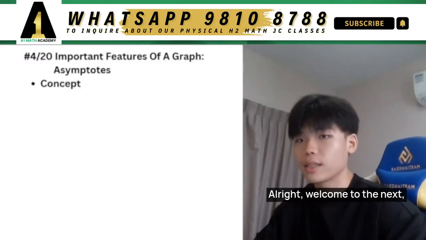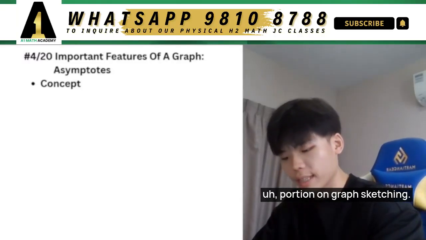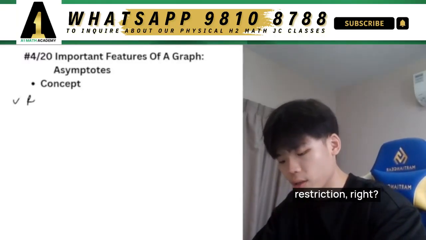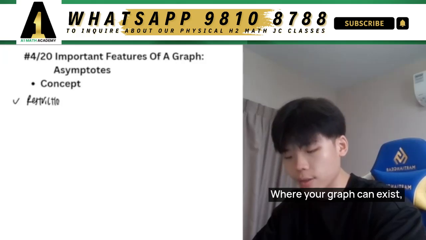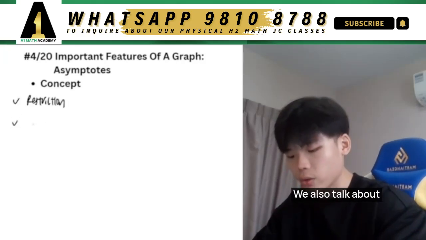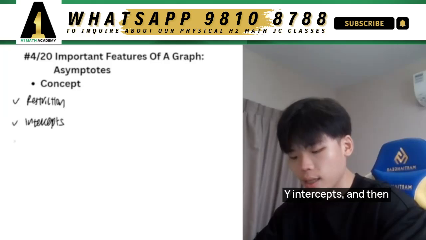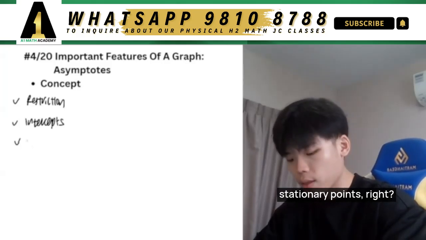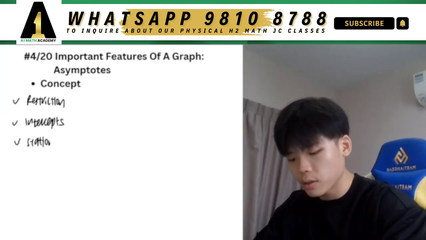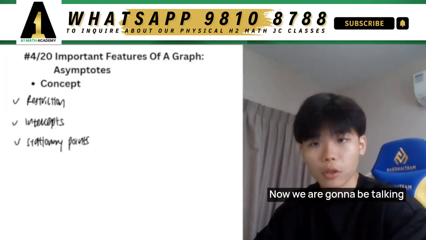Alright, welcome to the next portion on graph sketching. So far we talked about restriction, where your graph can exist and where your graph cannot exist. We also talked about your intercepts, so your x-intercept and your y-intercepts. And then we also talked about your stationary points. Now we're going to be talking about asymptotes.